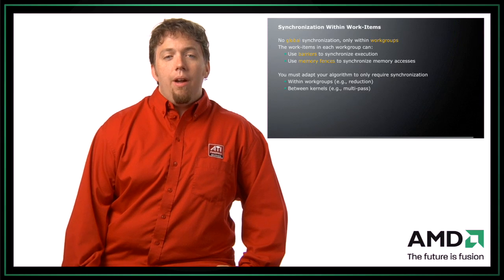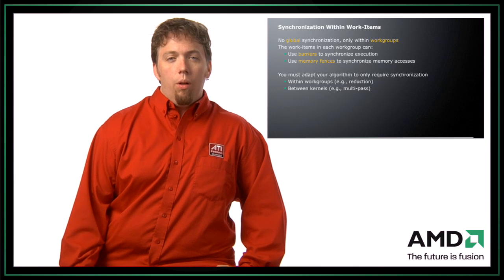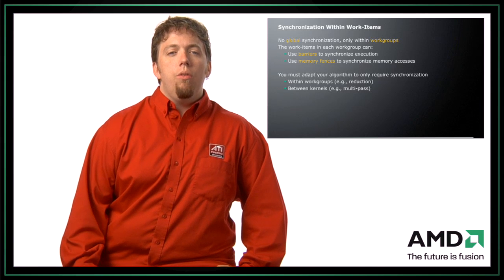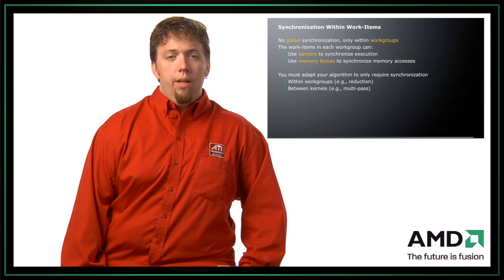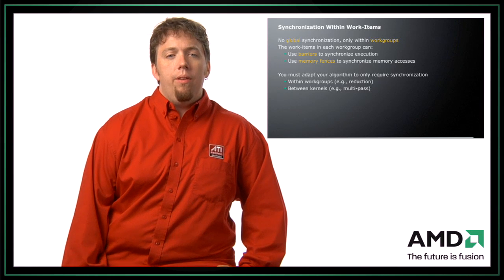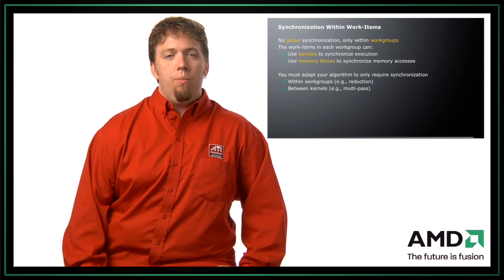You must adapt your algorithm to only require synchronization within work groups. So let's say you're doing a local reduction; in that case, you're using barriers or memory fences, or synchronizing between kernels. If you really need global synchronization, you have to do a multipass algorithm, because the only way you'll be able to synchronize is between different kernels.